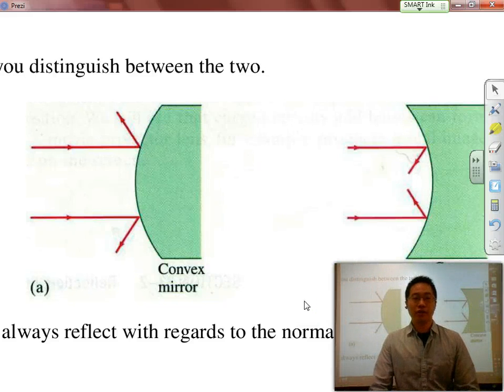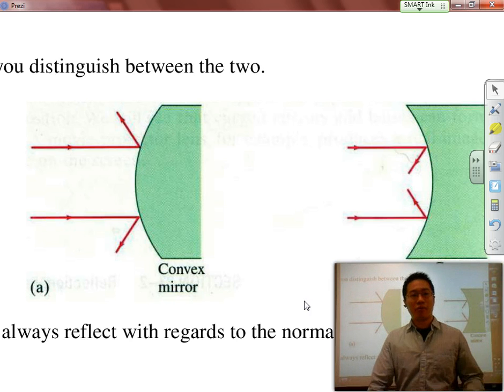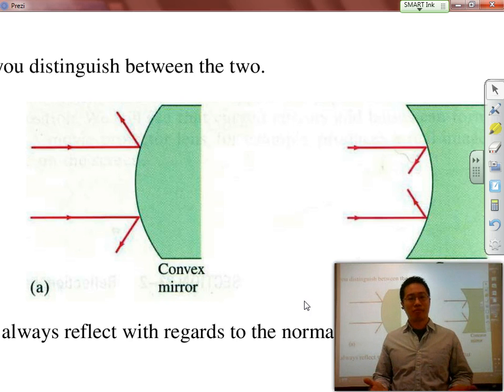Hi, ladies and gentlemen. We're going to start the second part of the lesson now about curved mirrors. The two types of curved mirrors that we're going to be talking about are concave mirrors and convex mirrors. But what really makes a mirror concave? What makes a mirror convex?